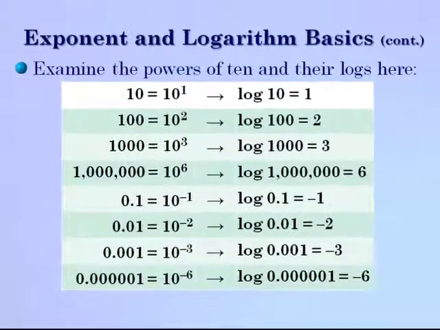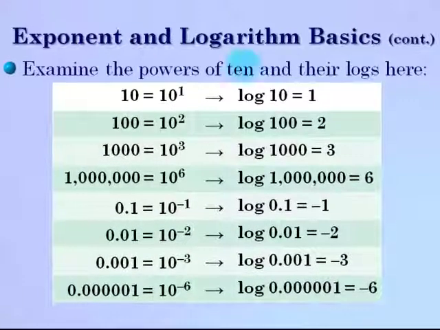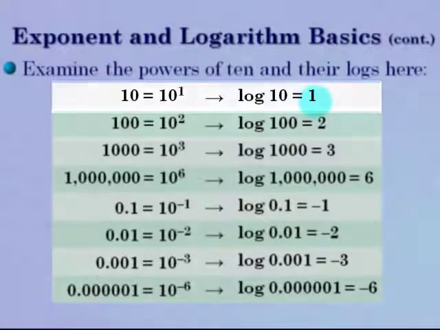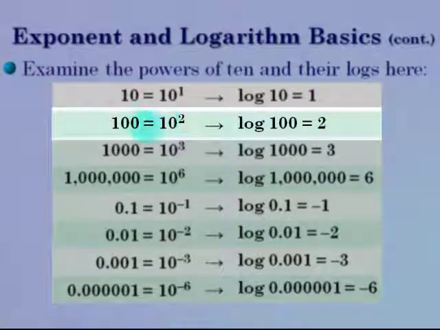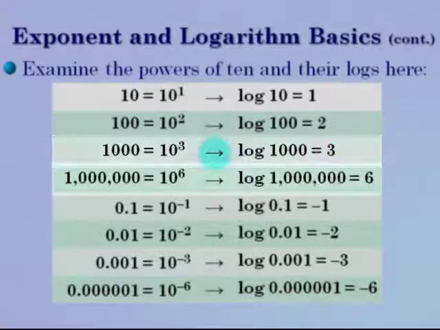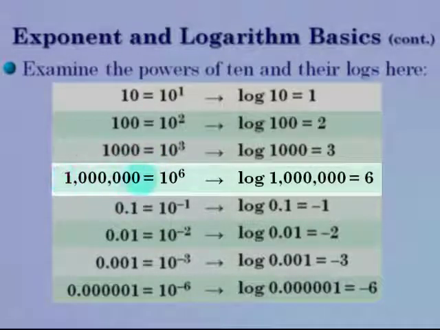Let's look at the powers of 10 and their logs here. See if you can see the pattern. 10 is equal to 10 to the 1 power, and if we take log of 10, the answer is 1. 100 is equal to 10 to the 2 power, right? If we take the log of 100, it equals 2. 1,000 is equal to 10 to the 3 power, and the log of 1,000 is equal to 3. Are you beginning to see the pattern now? 1,000,000 is equal to 10 to the 6th, and if we take the log of 1,000,000, sure enough, we get 6.